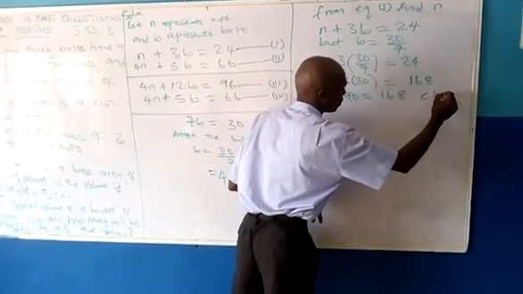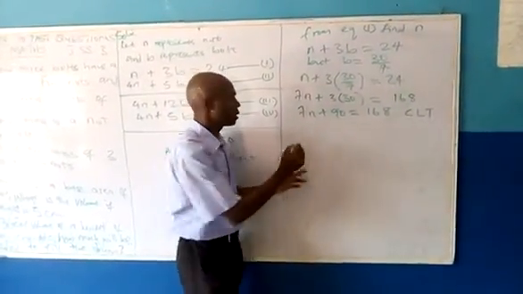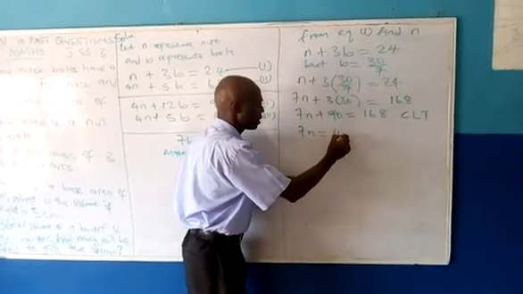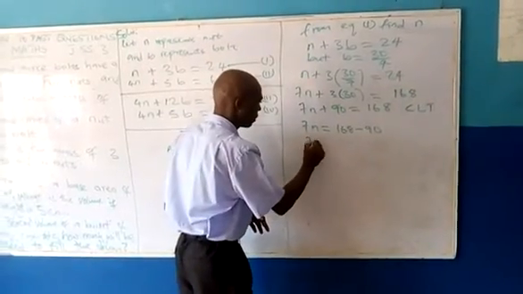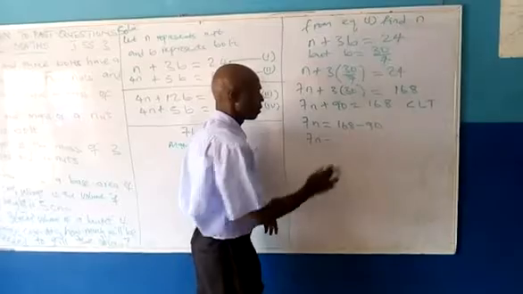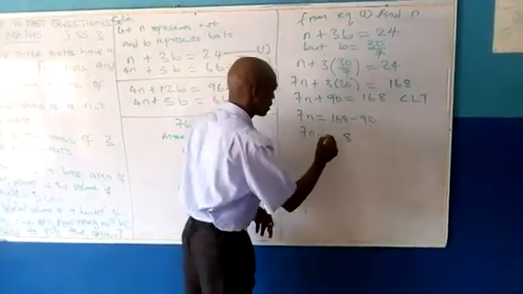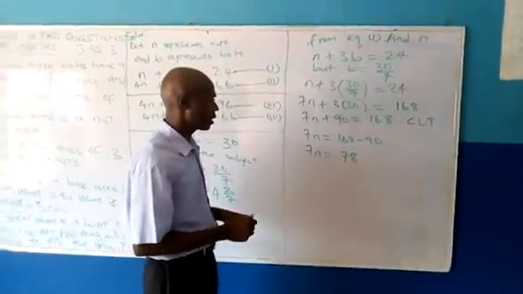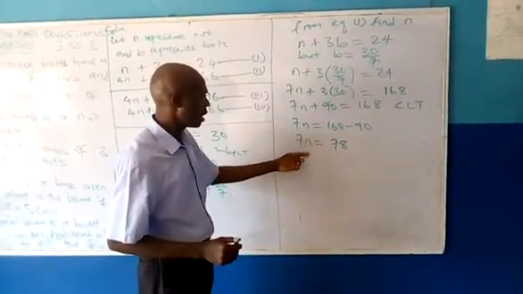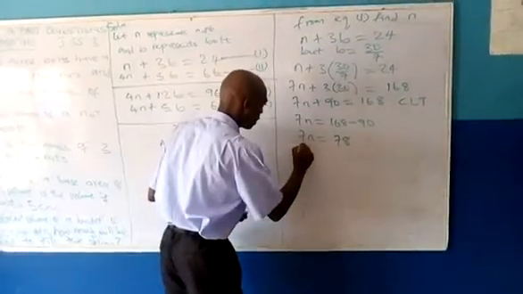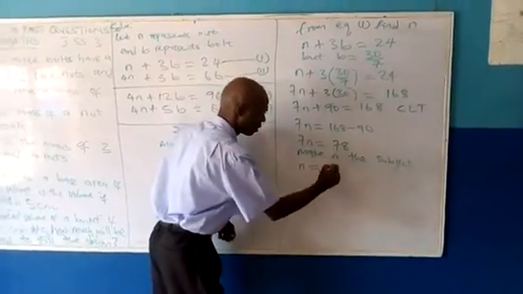Collect like terms. So what is it going to be? We say 7n equals 168 minus 90. That is it. 7n equals 78. 16 minus 9 is 7, 8 minus 0 is 8. Now, make n the subject: n equals 78 over 7.